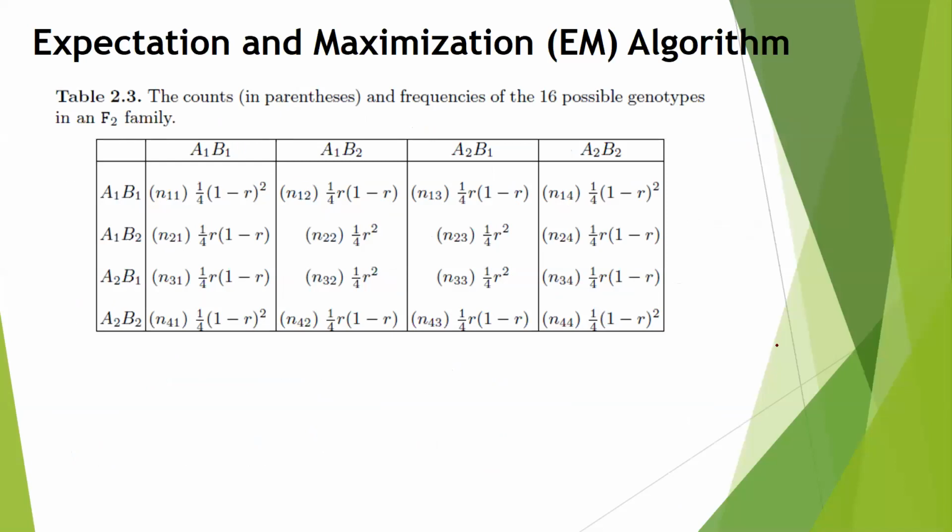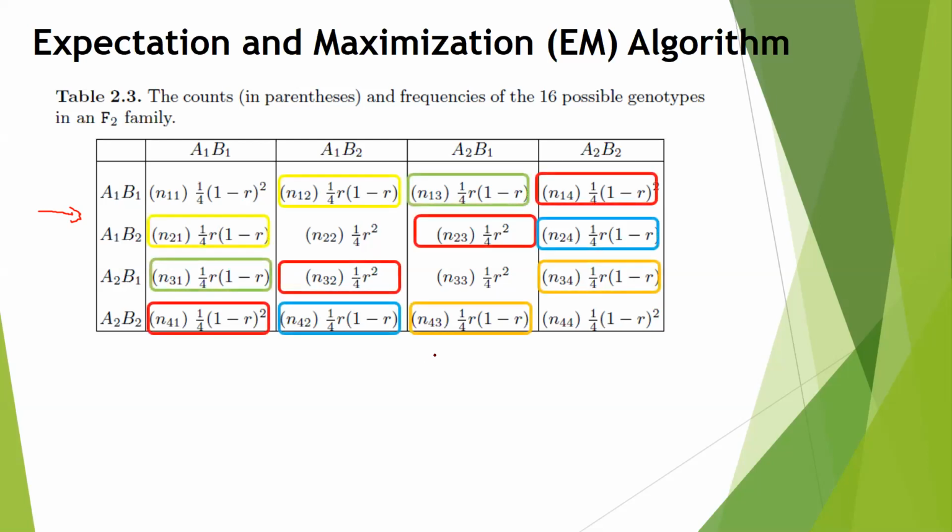All right, so what is this table? Can anyone tell me? This is F2 design, right? Of course. And how many cells do you see from this table? 16. So this is the complete data problem, right?